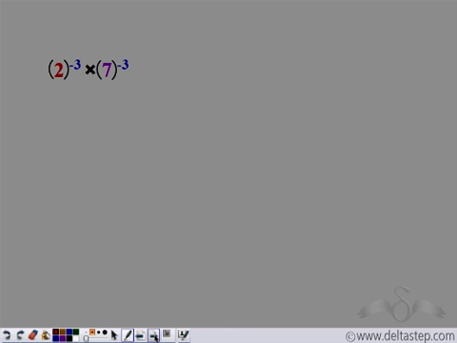Now what happens if we have negative powers? That is 2 raised to the power negative 3 into 7 raised to the power negative 3. We know that an exponential number a to the power negative n can be written as 1 divided by a to the power n. That is, this number goes to the denominator and the sign of the exponent changes. A to the power negative n is 1 by a to the power n. So we do this for these two exponential numbers.